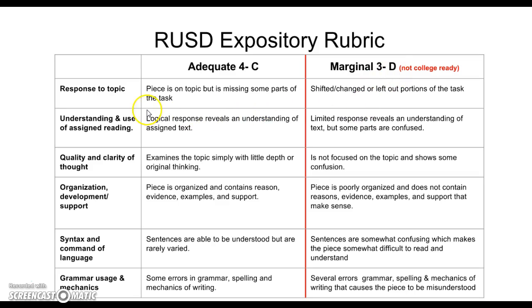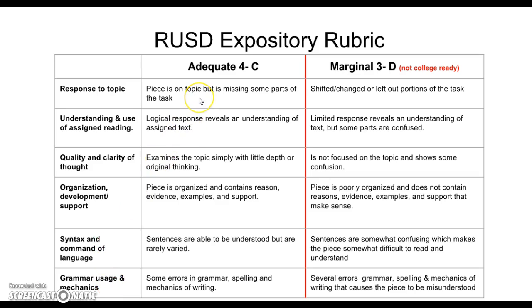So look at the things that we look at when we're grading a paper. Response to topic, understanding and use of assigned reading, quality and clarity of thought, organization, development, and support of your paper. Then we have syntax and command of language, grammar, usage, and mechanics. So we'll review what those are.